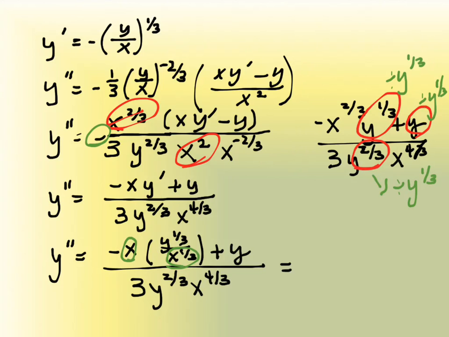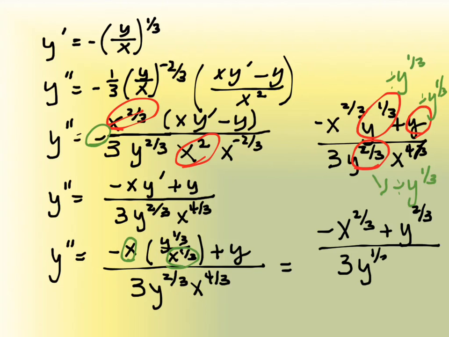If we do that, we get the negative x to the 2/3, standing all by itself. This second piece of the numerator, the y divided by the y to the 1/3, would be y to the 2/3, because you have 1 minus 1/3. And then, we were missing a negative. I'll fix it in a second. We have a 3, and then we have y to the 1/3 in the denominator, because we had 2/3 minus the 1/3, and then x to the 4/3.